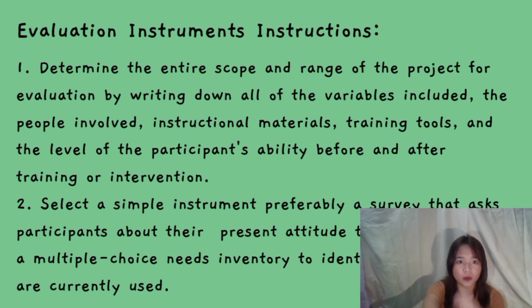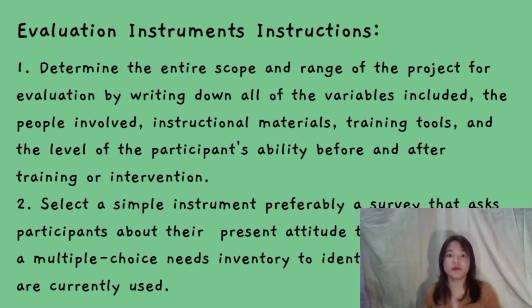The second one is to determine which resources are actually being used, and choose a straightforward instrument, preferably a survey that asks participants about their current attitude toward their training. What to ask and utilize will be determined by the evaluation. To assess the overall effectiveness of the program, all participants will receive the same test to have a fair result.